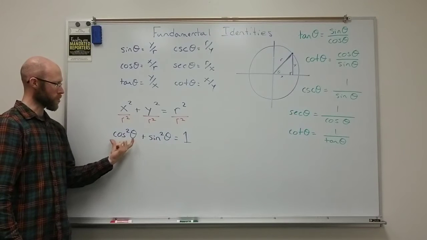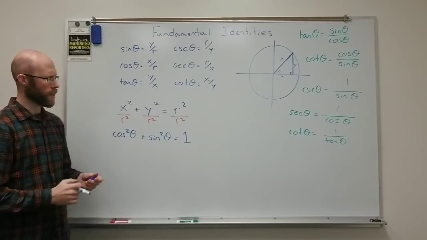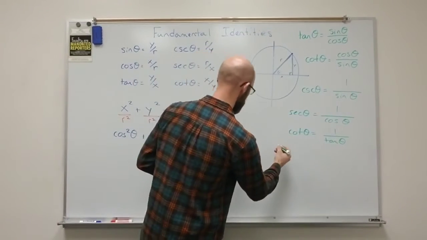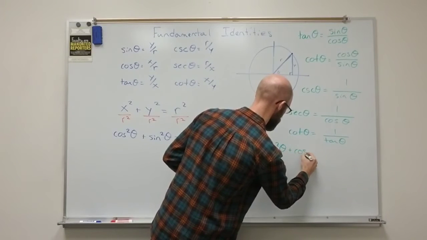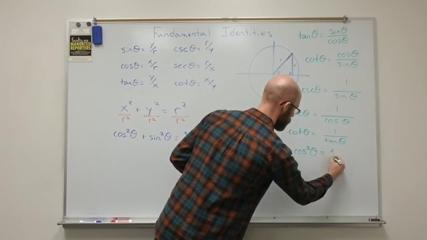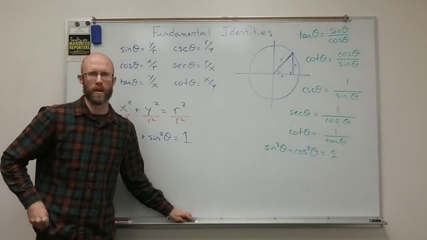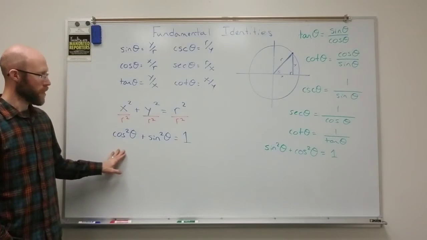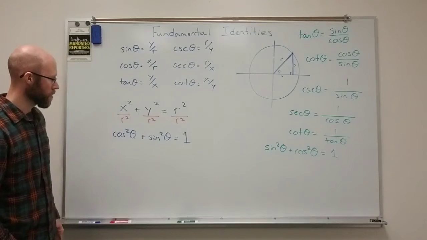And so you end up with cosine squared plus sine squared equals 1. We usually write that in a different order, and we would say that the sine squared plus the cosine squared is equal to 1. It doesn't matter the order technically, but that's how you're going to see it more often. Okay, all right. So that's sort of our main Pythagorean identity.